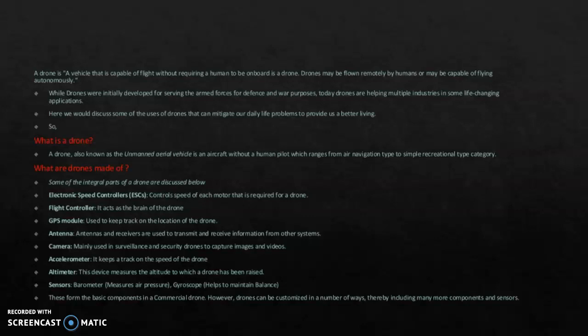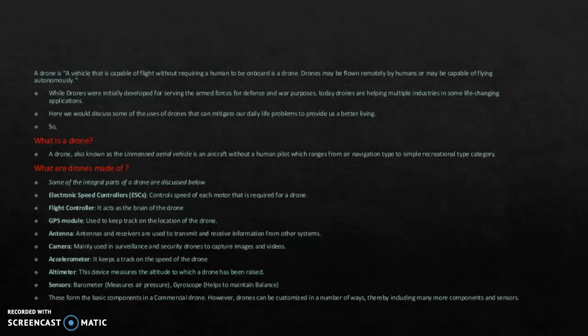So, what are drones made of? Some of the integral parts of a drone are discussed below. I'll be going through them one by one. First is the electronic speed controller, which controls the speed of each motor that is required for a drone. Next is the flight controller. It acts as the brain of the drone.